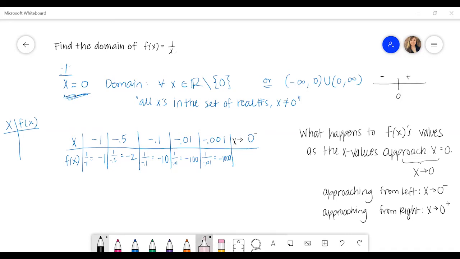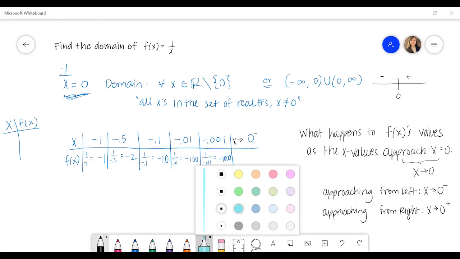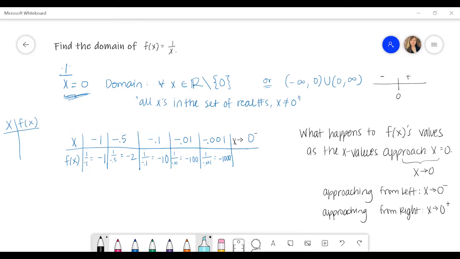So my question now is, okay, what happens to f of x? Where are these f of x values going as we get closer and closer and closer to this x equals 0 that we can't quite reach, right? Well, we started at -1, and then we went to -2, so it got a little bigger. But then we went to -10, got a bit bigger, and I should say bigger in magnitude, right? So more negative, if that helps.